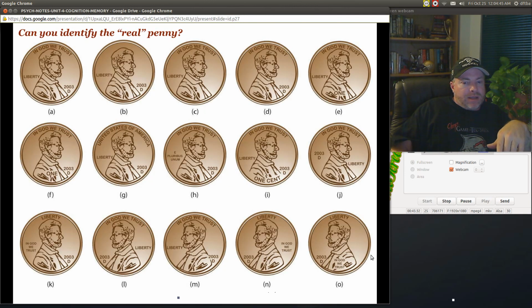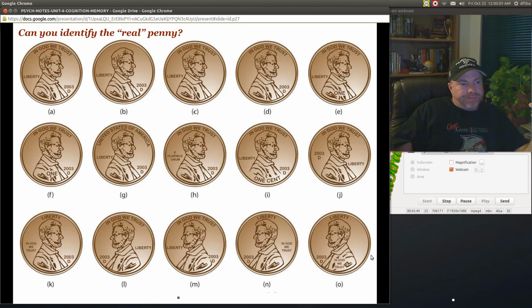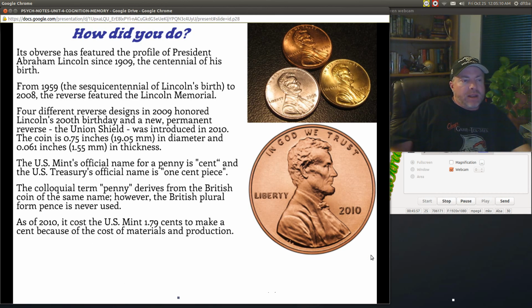Oh man. Now this is tricky because the D that's on all of those coins next to the date, I think that's the mint location or something like that. So this one doesn't have that on there, but it's the first one. In God we trust, liberty. Lincoln is looking in that direction, and so you're seeing it in that way. But so how did you do? Most people have a difficult time picking that out.